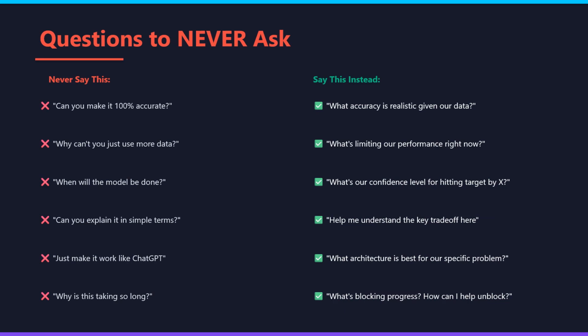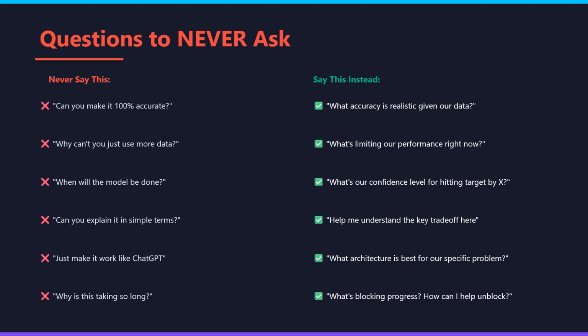Okay. And never ask, when will the model be done? Instead ask, what's our confidence level for hitting the target by date X? Experiments don't have deterministic timelines, so frame it as a probability, not certainty. Never ask, can you explain it in simple terms? This sounds condescending. Instead say, help me understand the key trade-off here. You are asking for the same thing, but positioning yourself as a partner, not as a student.